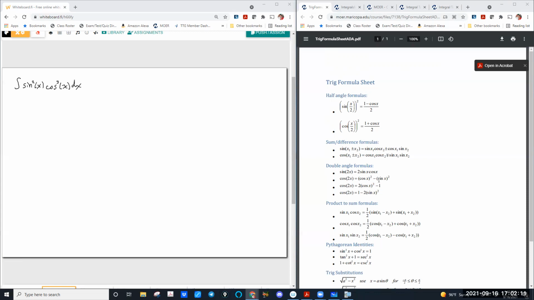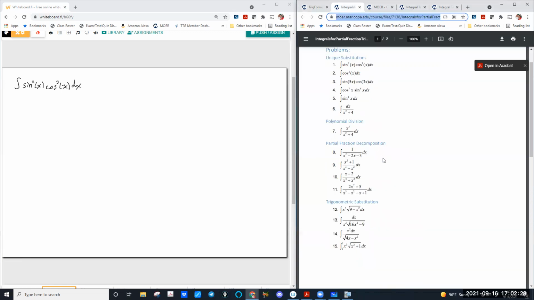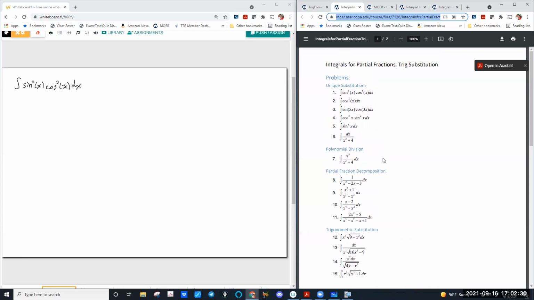So you can print out this sheet or just have a copy open on your computer when you're working problems. Use this sheet when you're working on homework. Use this sheet when you're taking the quiz. Use this sheet when you're studying, because you'll have this sheet when you take the midterm. I do not want you to worry about memorizing trig identities or trig formulas. All right, so without further ado, let's go into some of these substitutions.